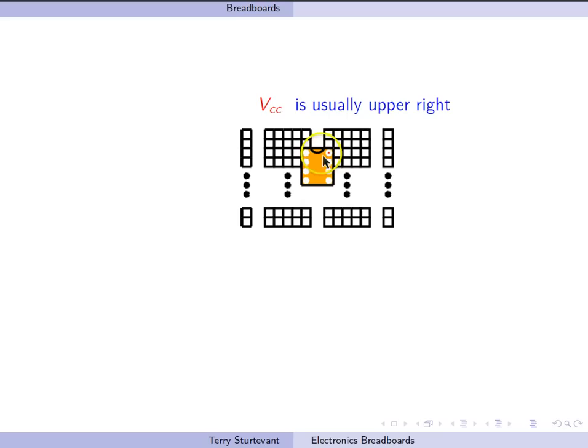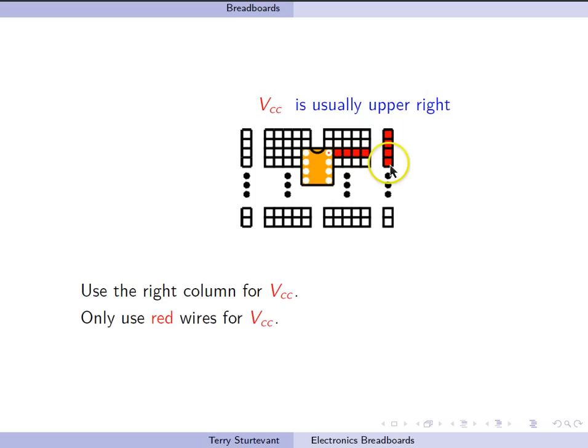Usually the power pin for a chip, or VCC, is on the upper right. So that means, as before, we would have four places to connect in a row such as this. So if we use the right column for VCC here, then it means we have an easy connection to make here. You'll notice I've colored these in red. Again, we should always use red for VCC.